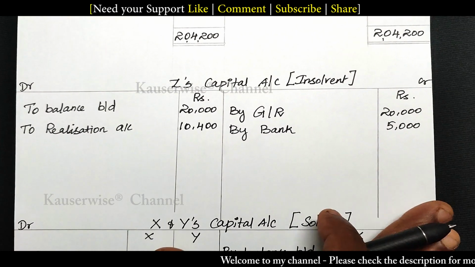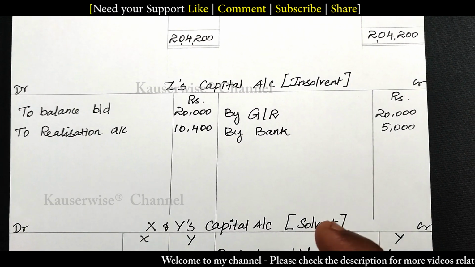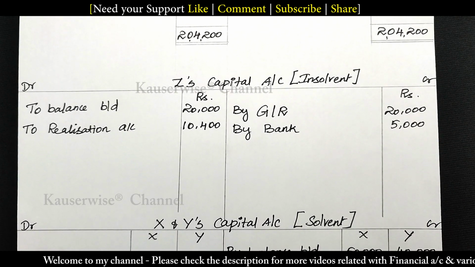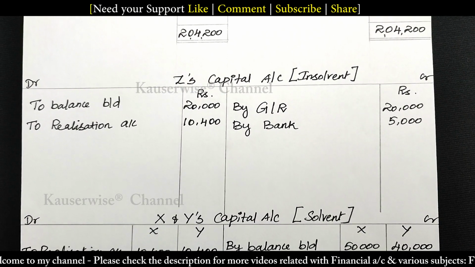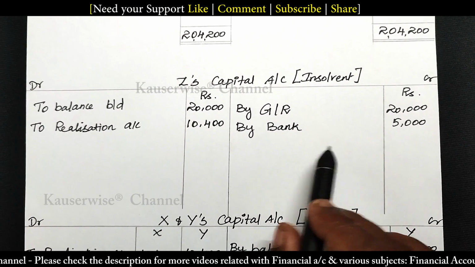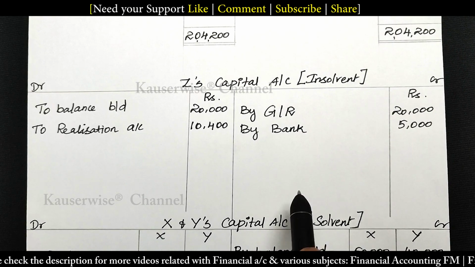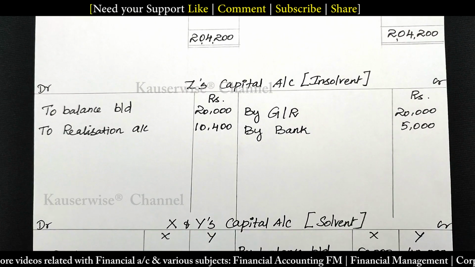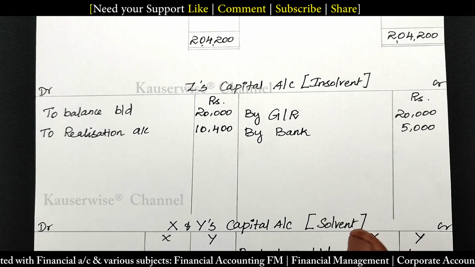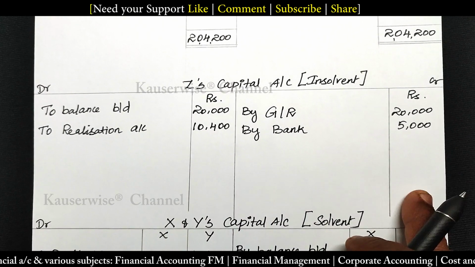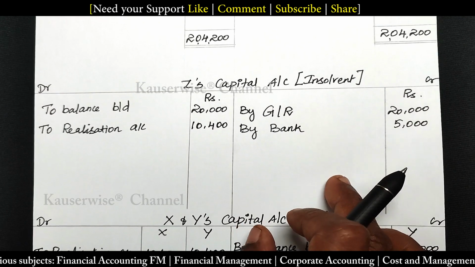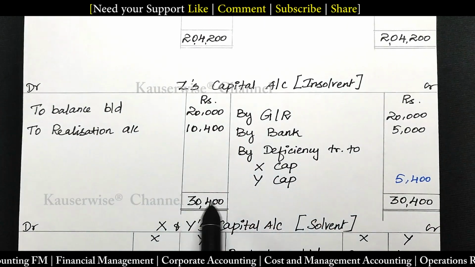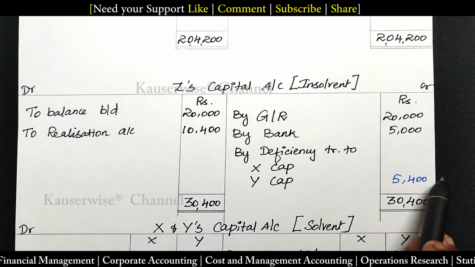But according to the fluctuating capital method, you need to do some calculation in order to find out the adjusted capital ratio. After finding the ratio only, you can transfer the total deficiency to all the solvent partners' capital accounts. I will show you how to calculate the adjusted capital. Now let's see the balancing figure, that is, the total deficiency of the insolvent partner. While you close the insolvent partner's capital account, you will get the total deficiency.